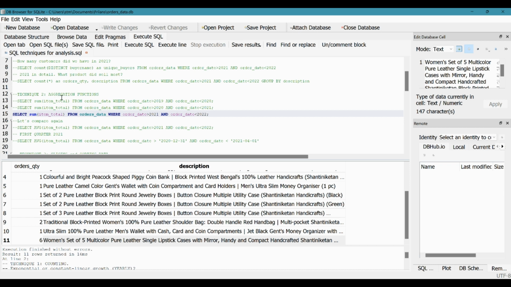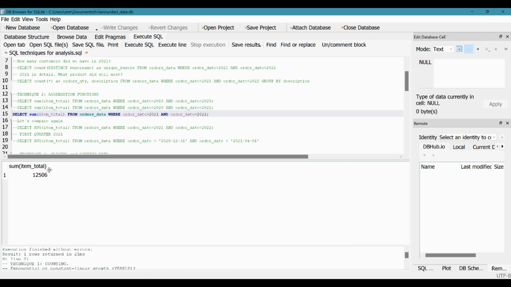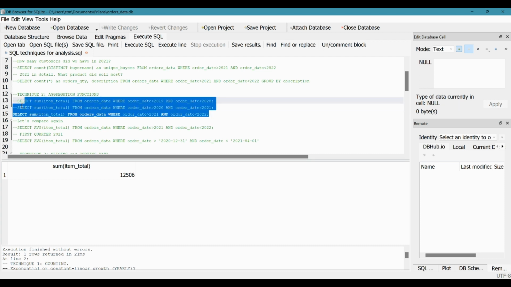The second technique is to use the aggregation function sum. When I use the sum, what I get is like a total, in this case of the item total, the revenue for the orders of 2021. And the same as before, if I compare it with 2019 and 2020, I can see if there has been any progression and if it's linear or exponential.